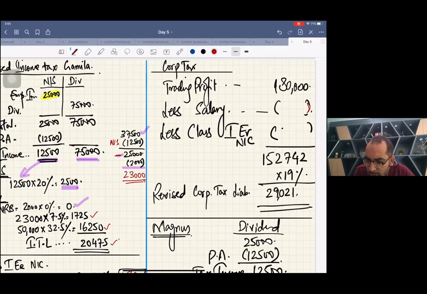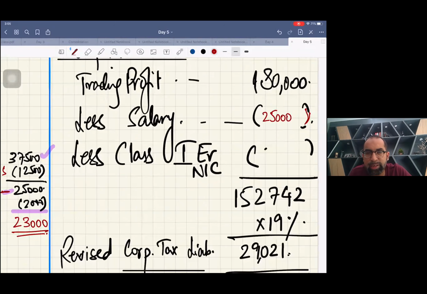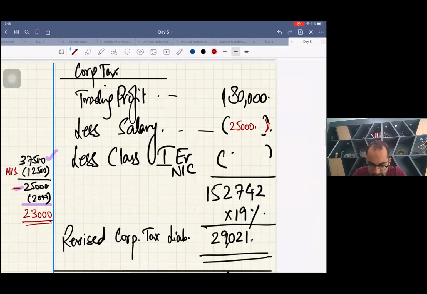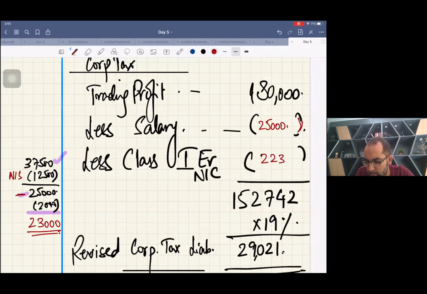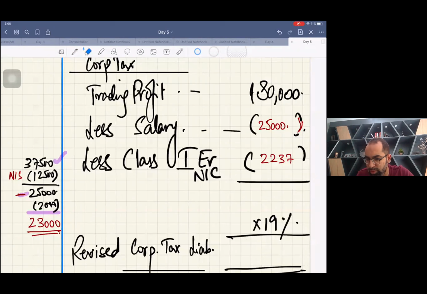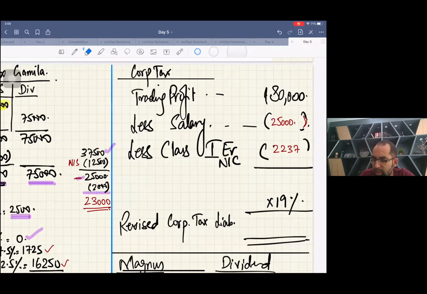How much salary did the company pay to Gamila? 25,000. The company paid salary of 25,000, so it's an allowed expense. Then how much is class 1 employer NIC? 2,237. Now can you tell me what is the final profit? The final profit for the company is 152,763.